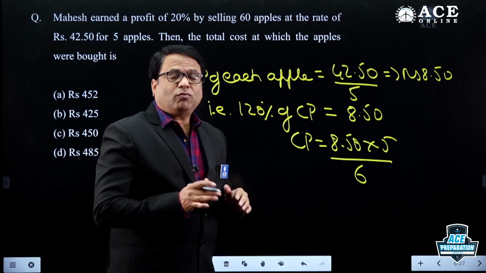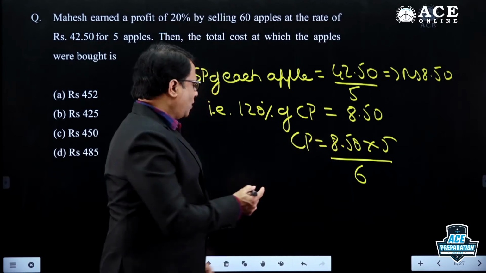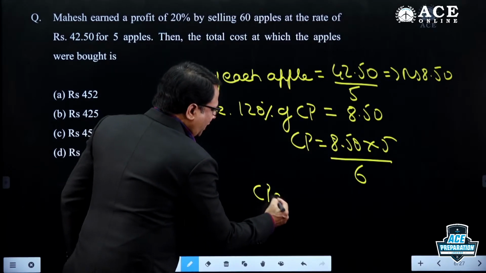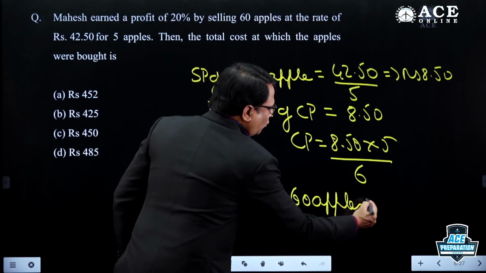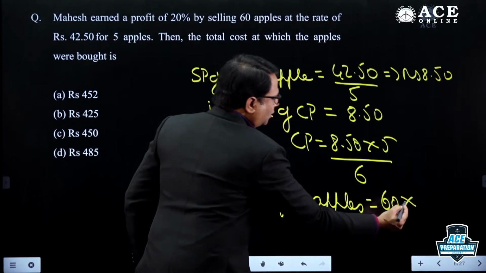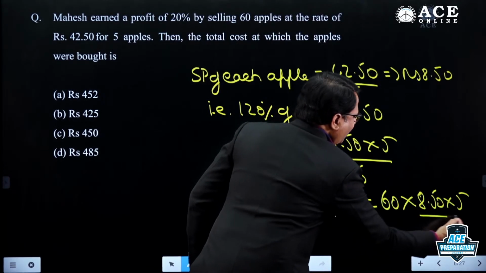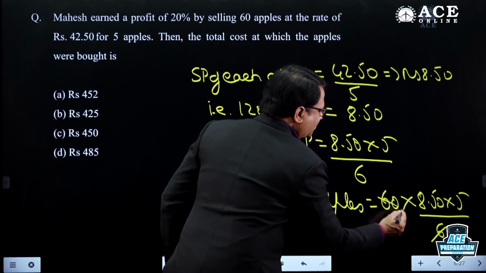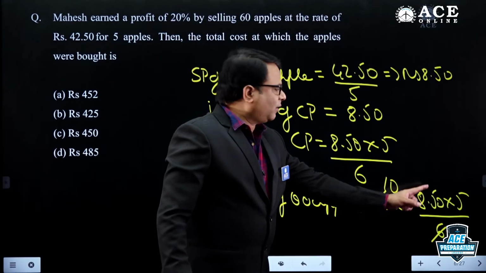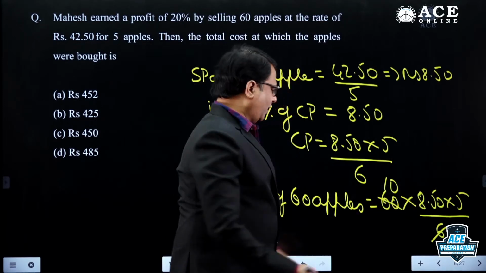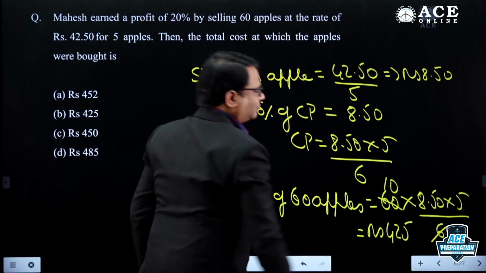But we are asked to find what is the total cost price. That means cost price of 60 apples. So I write cost price of 60 apples equal to 60 into 8.50 into 5 divided by 6. 6 1 times, 6 10 times. So 10 into 8.5 is 85. 85 into 5 is 425. So the answer is rupees 425.